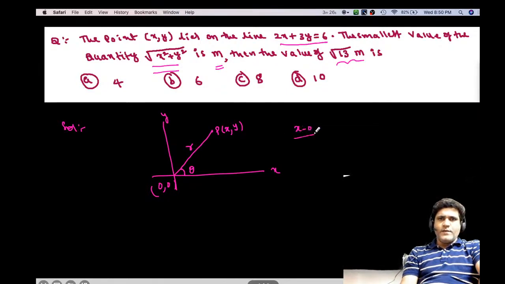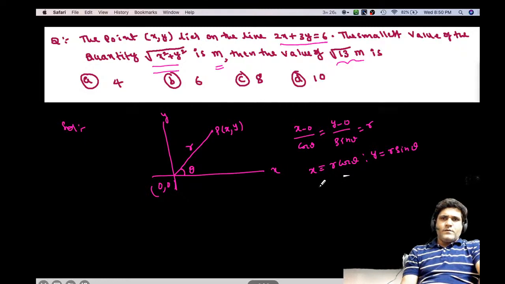From the parametric equation of the straight line, (x − 0)/cos theta = (y − 0)/sin theta = r. That is, x = r cos theta, y = r sin theta. So the x, y coordinates are (r cos theta, r sin theta).